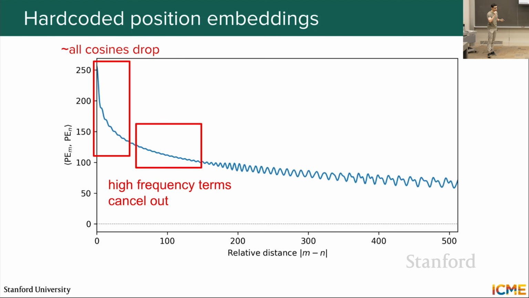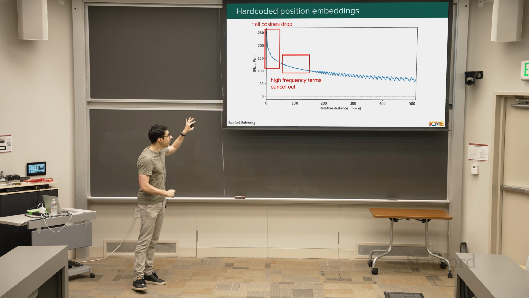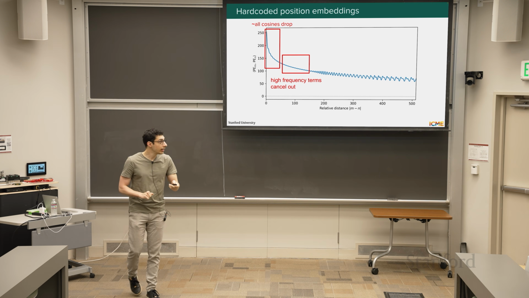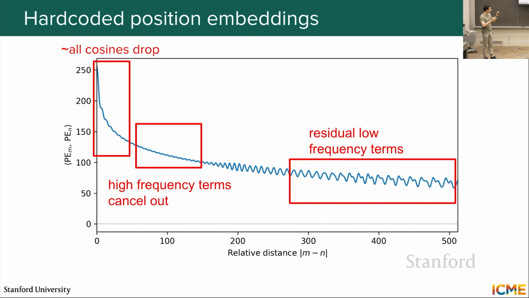And then as you progress, when you increase the distance between positions m and n, you have your high frequency cosine terms that oscillate between -1 and 1, and they will tend to cancel each other out. So this is why you see some oscillations, but not that much. And then later on, you see more and more oscillations coming in. This is your low frequency terms that start oscillating. And this is how it can be interpreted.